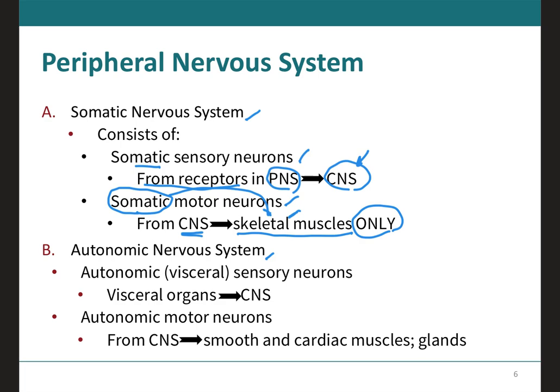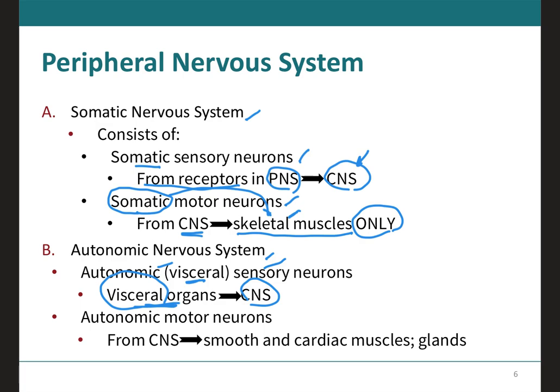Now, the autonomic nervous system of the peripheral nervous system also has these sensory and motor components. However, the sensory neurons are going to be called autonomic sensory neurons, also visceral sensory neurons, because they will convey the information to the central nervous system from the autonomic sensory receptors that are going to be located primarily in the visceral organs, which include the smooth muscle organs in the thorax, the abdomen, and the pelvis.